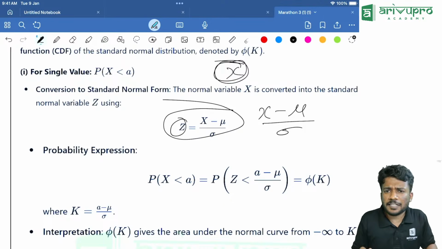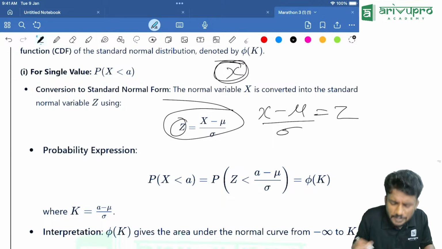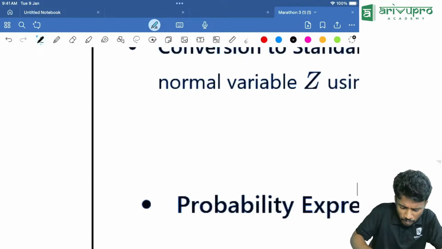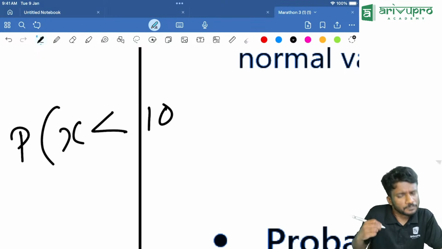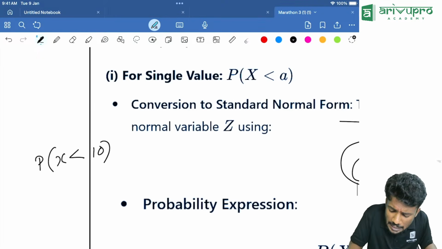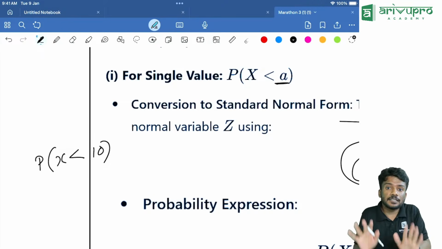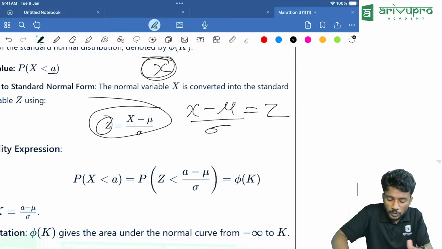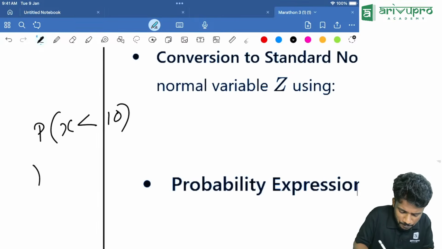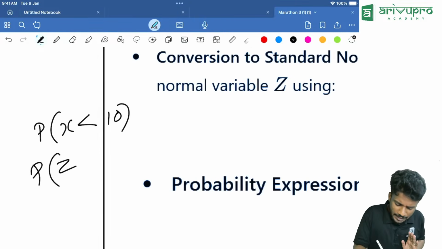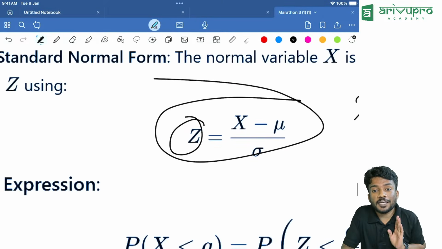Okay. Now, (x minus mu) divided by sigma is the value of what? Our standard variable. Now, in some questions, the question will be like this: P of x less than 10. Instead of a, we are using 10 over here. In such a question, we will standardize the normal distribution. First we require the standard normal variable, that is Z. So instead of x, we will write Z less than... Z is (x minus mu) divided by sigma.